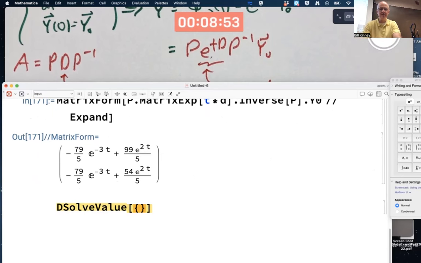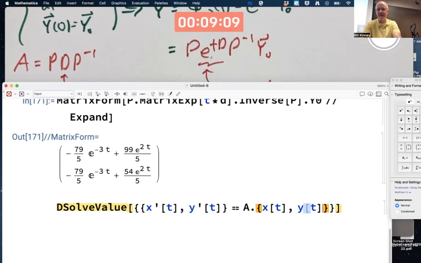How? You can use DSolveValue with vectors. We could go vector x'(t), y'(t) equals the matrix A times the vector x(t), y(t). We've never done this before with DSolveValue like this. Effectively, this is capital Y'(t) equals A times Y(t), but I'm putting the components in there. x(0) equals x0, well, okay, what was it, 4? y(0) equals -5. That was our initial condition.